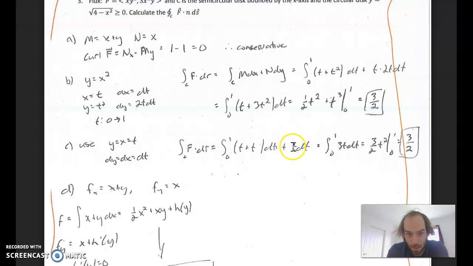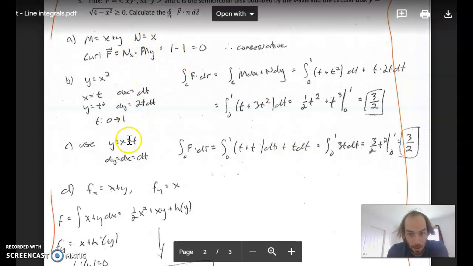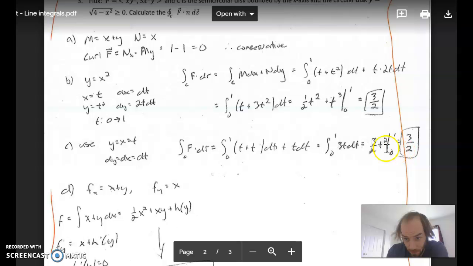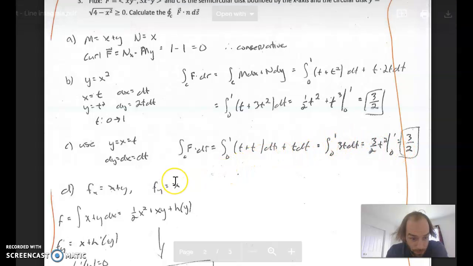And then my t is, where's that come from? Oh, my N is x, so I get a t, and then the dy is a dt. Then again, we combine like terms. I get 3 t's in there, dt. Power rule, 3/2 t squared, and I go from 0 to 1 gives me 3/2.